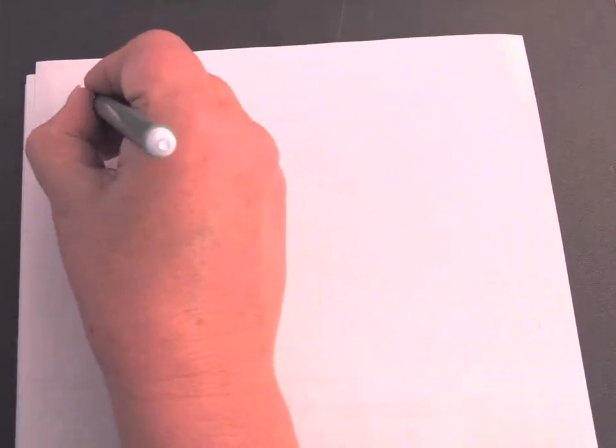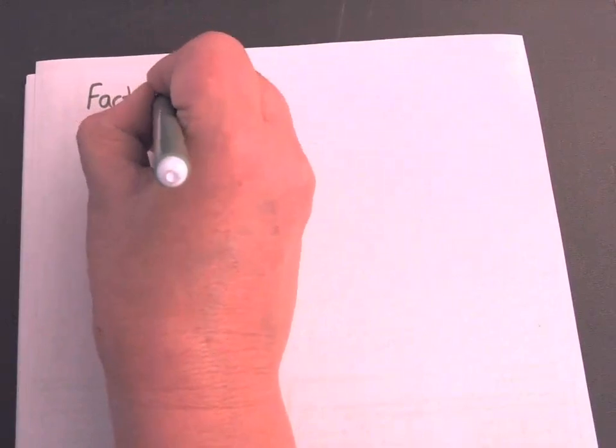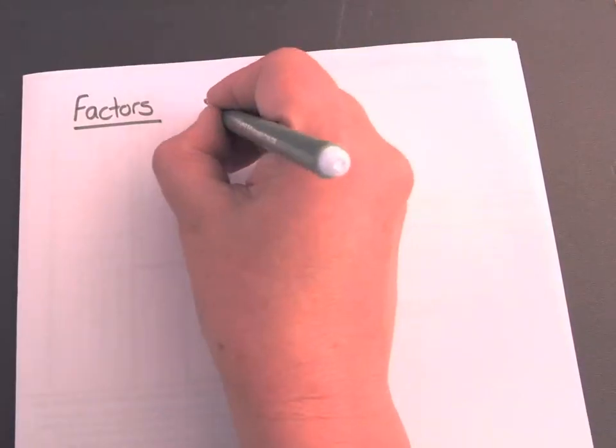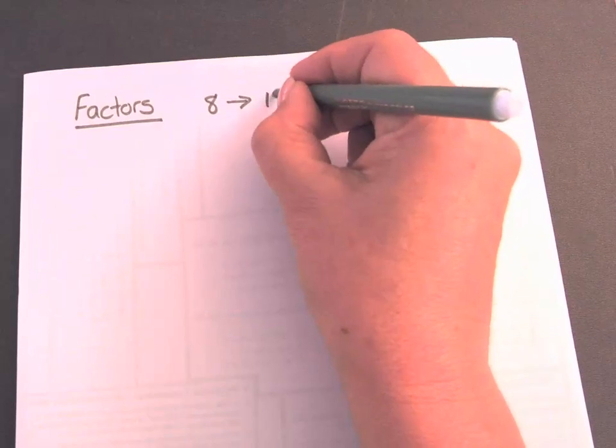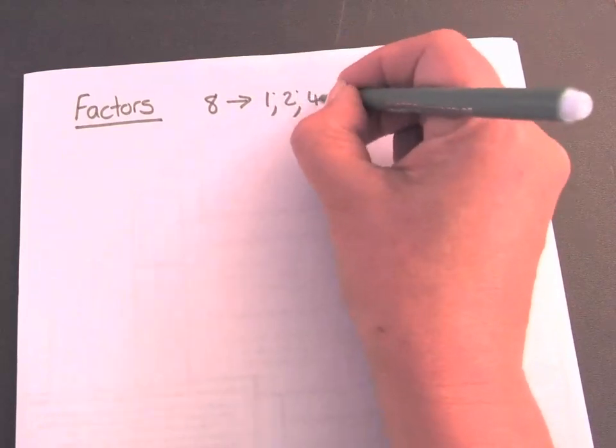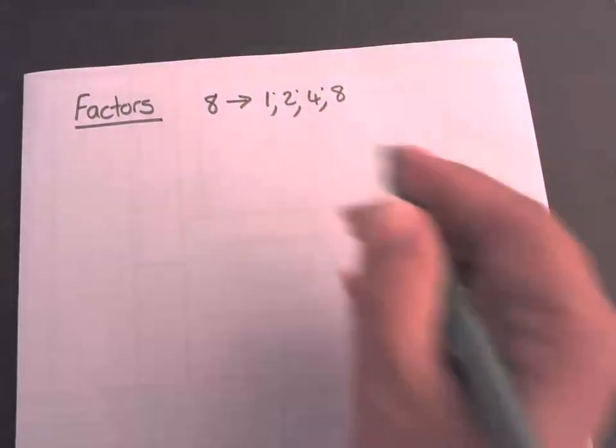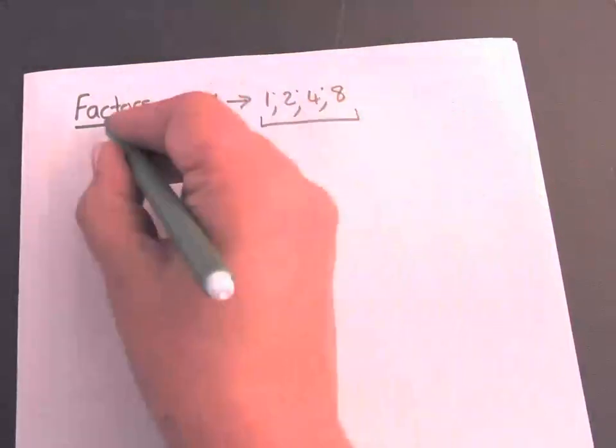Let's look at factors. If I tell you, give me the factors of 8, it means which numbers divide properly into 8 without any remainders. It can be 1, 2, 4, and 8. So these are the factors of 8.